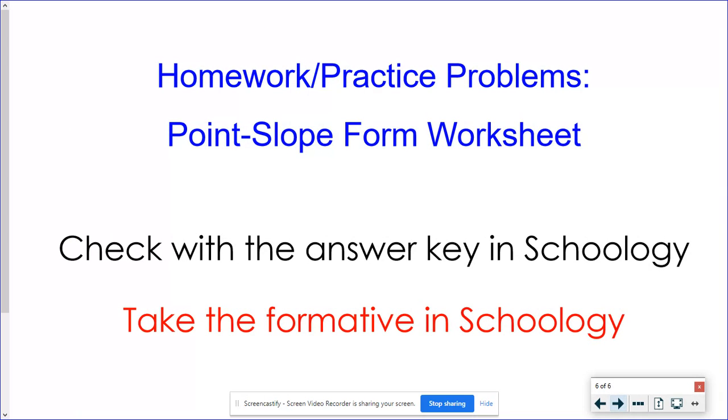Today's worksheet that you have, it's just one-sided. It's giving you a point and a slope. And it just says to write the equations in point-slope form. The answer key, just like it always is in Schoology. And then when you're done with that, after you've checked your work, make sure that you take the formative in Schoology. If you have any questions, let me know.